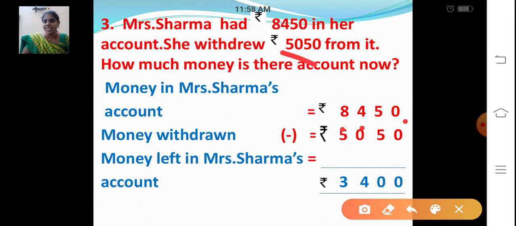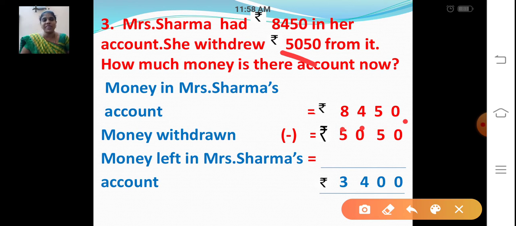How much money is left in Mrs. Sharma's account? That shall we find out now. Money left in Mrs. Sharma's account. What do you have to do? Will you add or subtract? Yes, I told you it's a subtraction. If you are taking something, you are going to subtract. So 8,450 minus 5,050.